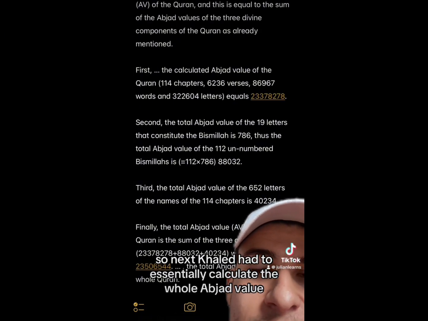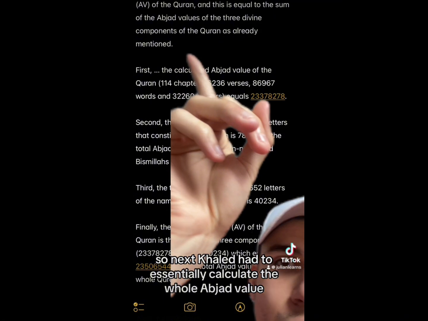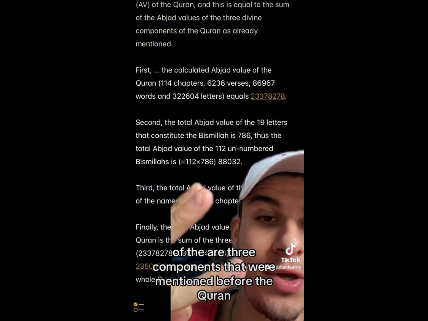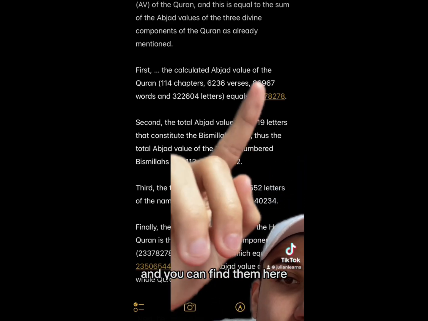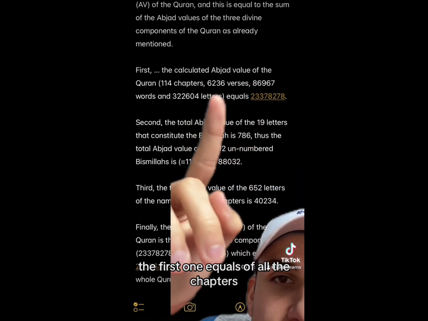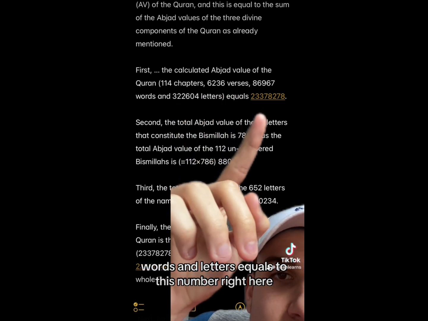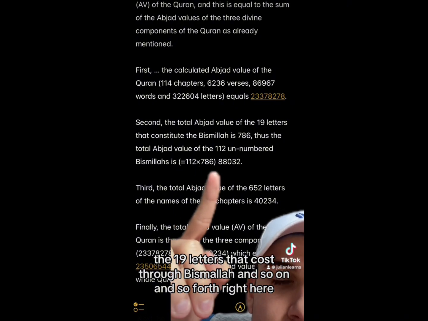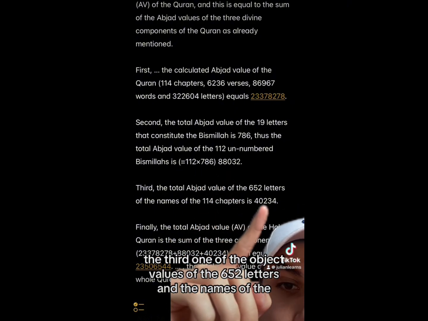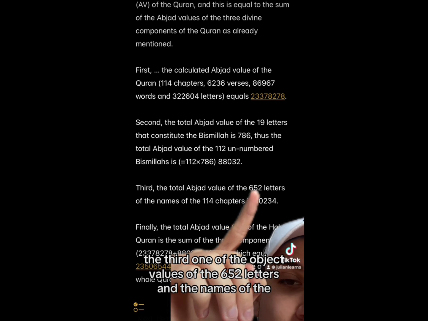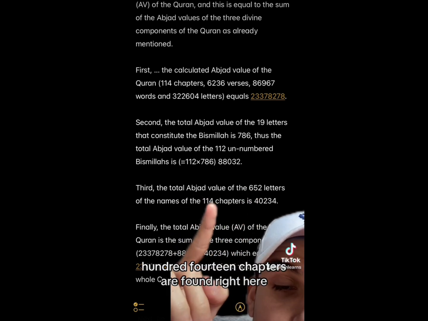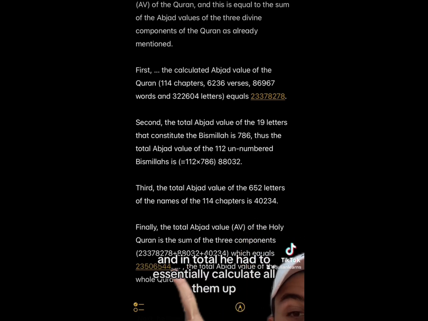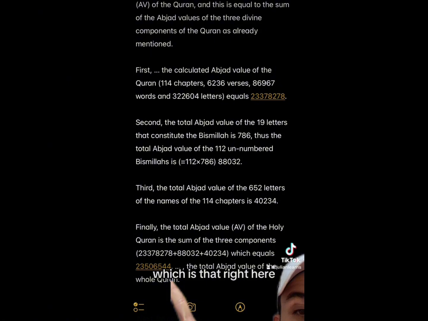So next, Khalid had to calculate the whole Abjad value in the top left over here of the three components that were mentioned before the Quran, and you can find them here. The first one equals that of all the chapters, all the surahs, the verses, words, and letters, equal to this number right here. The second one, the 19 letters that constitute Bismillah, and so on and so forth, right here. The third one, the Abjad values of the 652 letters and the names of the 114 chapters, are found right here. And in total, he had to calculate all of them up, which is that right here.